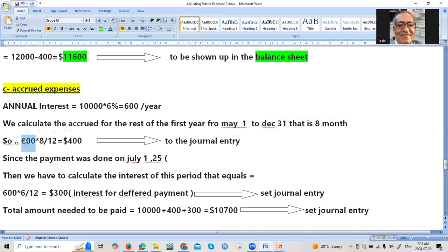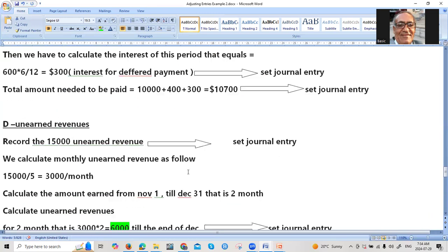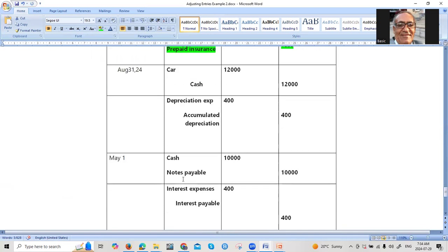So I would say $600 multiplied by 8 divided by 12. That will give me how much, guys? It will give me $400. This 400 is like what we said: what belongs to the year will go to the journal entry. For that reason, I will put it like this in the journal entry. And let me go and register how we will do this in the journal entry.